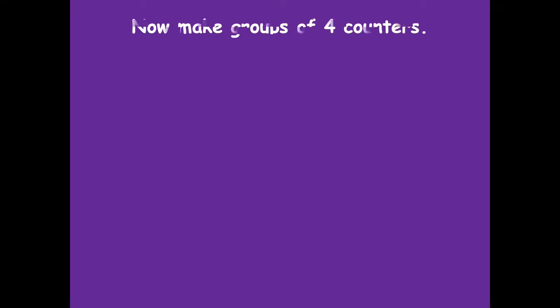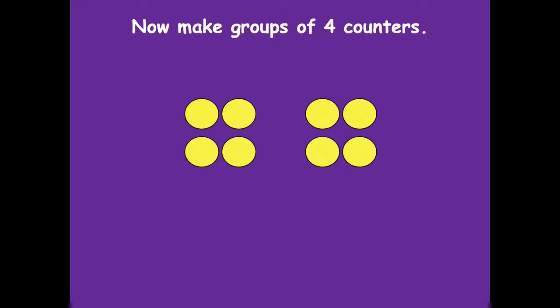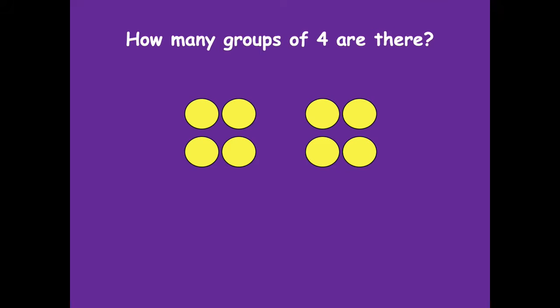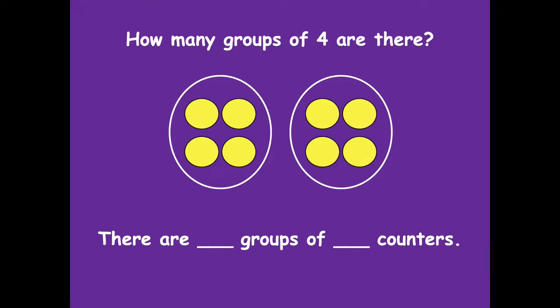All right, so let's look at our next one. It says now make groups of 4 counters. So take those same 8 counters that you had, and you're going to make them in groups of 4. So pause the video, put them in groups of 4, and then click play when you're ready for the next step. All right, friends, pause if you need more time. So here's my groups of 4. How many groups of 4 are there? Yeah, there's 2.